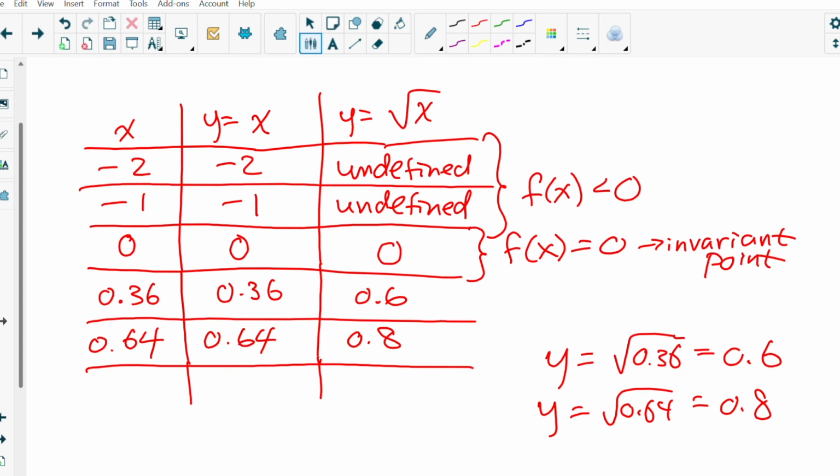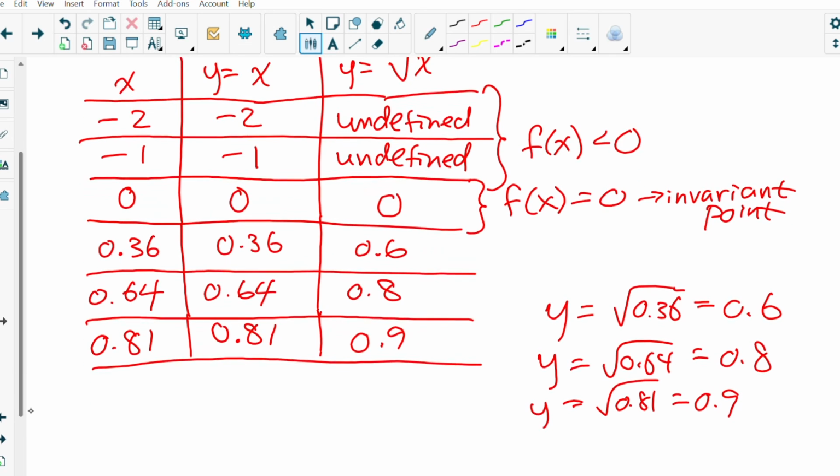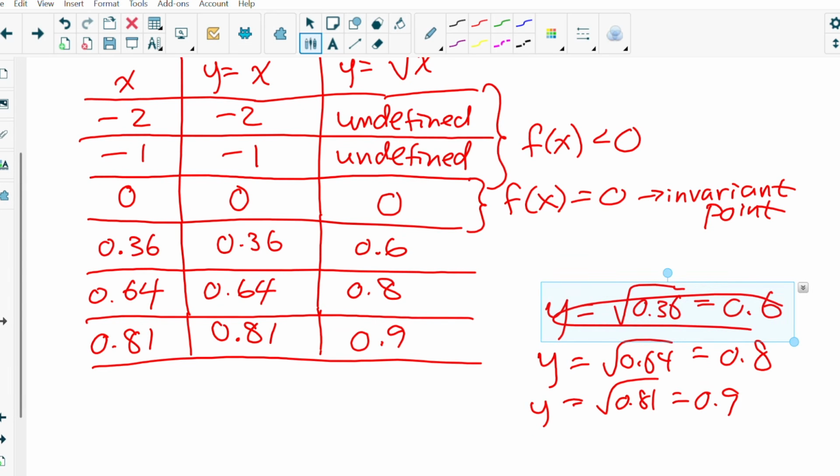Let's do one more, 0.81. Well, the y value here is just 0.81, but when I take the square root of 0.81, I get 0.9. Okay, so you see the pattern here.